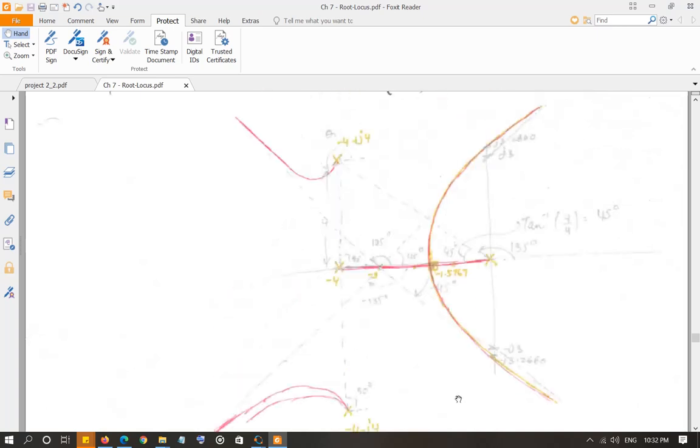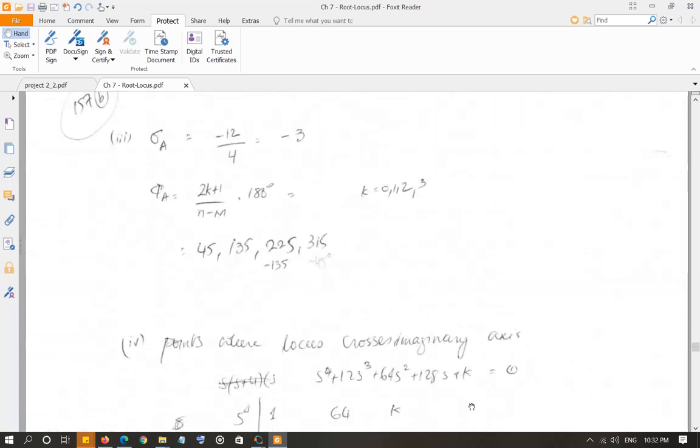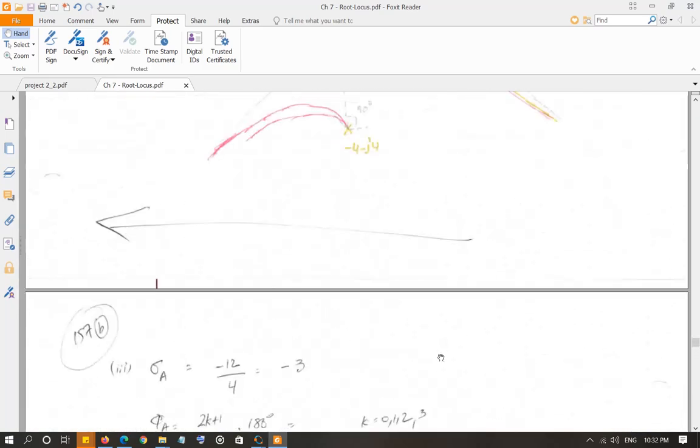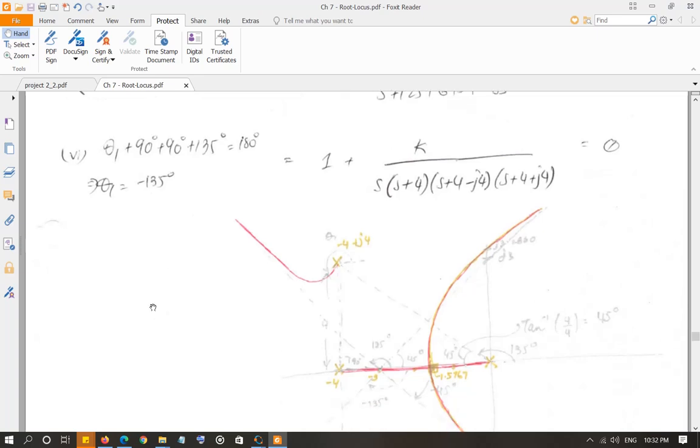And the last one, we have to do it in this one because we have complex conjugate poles. So we need to know what is the angle of departure. The angle of departure right here, I take a point very close to this point, negative 4 plus j4, and I'm calling it my s1, and the angle from s1 to the point is theta 1. So I'm trying to figure out what theta 1 is.